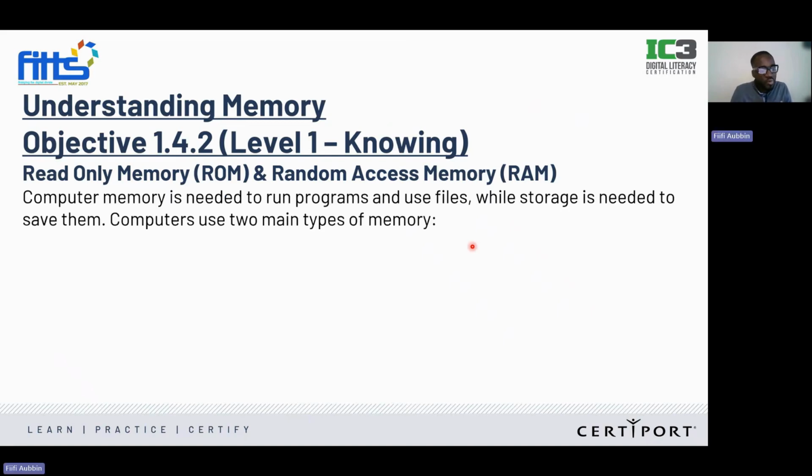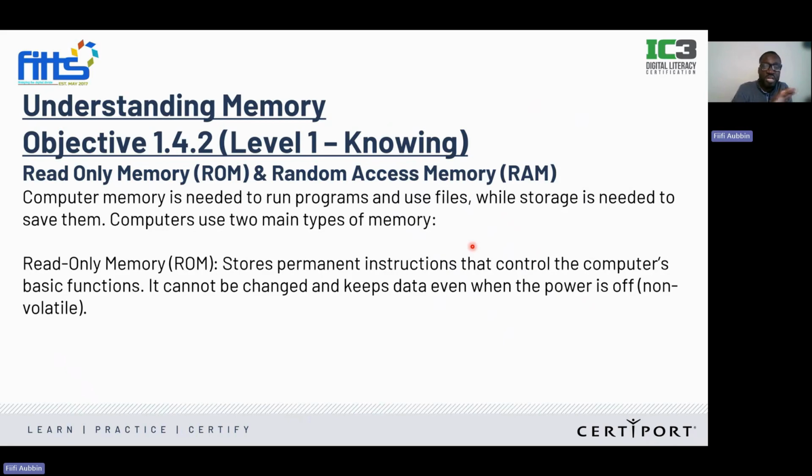So we said that computer memory is needed to run programs and use files, while storage is needed to save them. Our computer systems use two main types of memory. The first is read-only memory, which stores permanent instructions that control the computer's basic functions, and it cannot be changed and keeps data even when the power is off. So we say non-volatile. If you read CompTIA A+, you get to understand that we have the ROM BIOS, which is the basic input-output system.